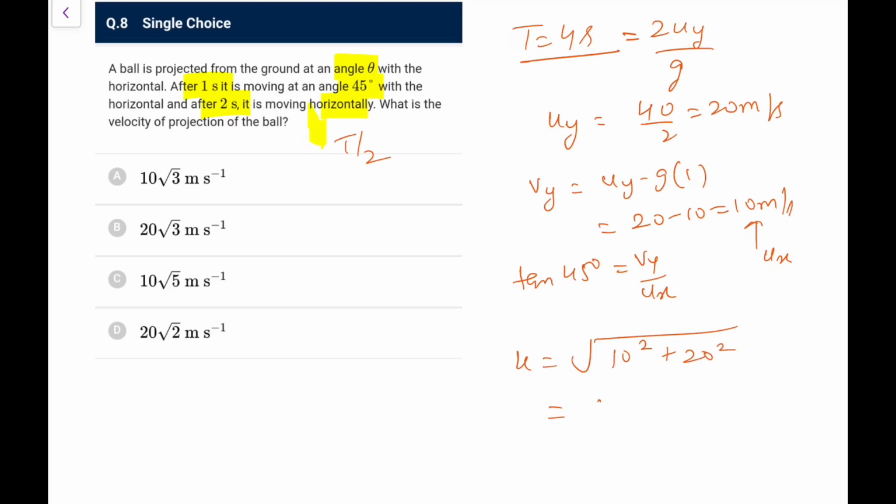That is, you can write it as 10 root 5. So just remember what it was saying: after 1 second, this angle is 45. So it means this vy is equal to this vx. Vx was ux and vy was uy minus gt, which I used.